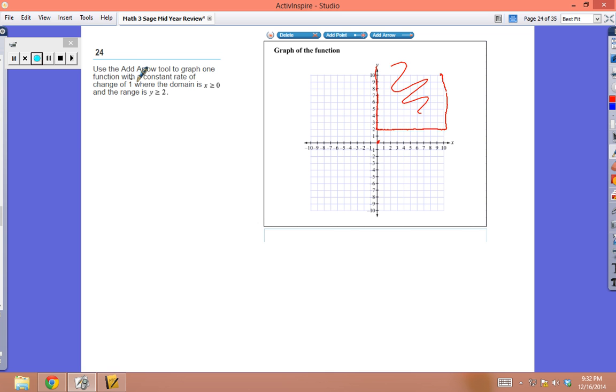Now graph a function with a constant rate of change of 1. So you just put a dot anywhere you want. If there's more than one right answer, and then you just go up 1 over 1, up 1 over 1, up 1 over 1. So this line right here will meet the criteria.